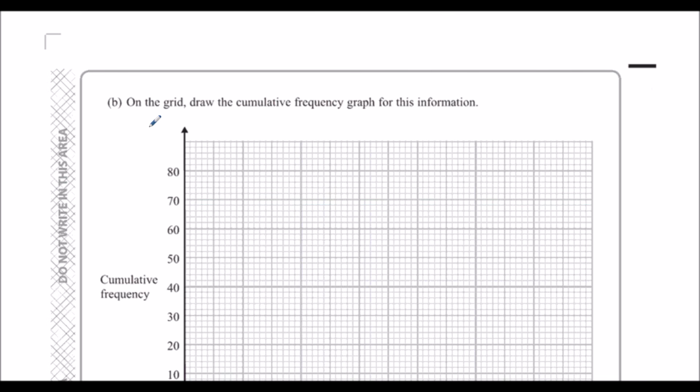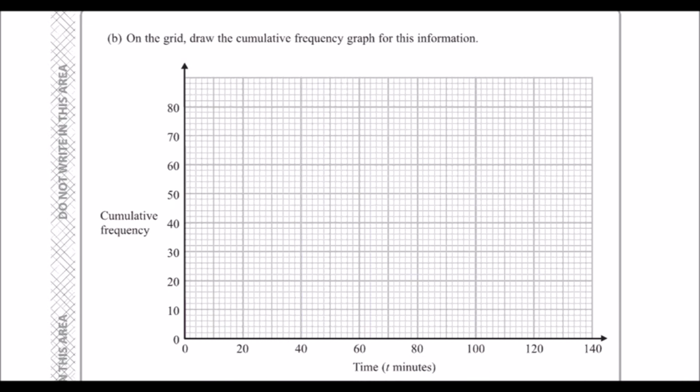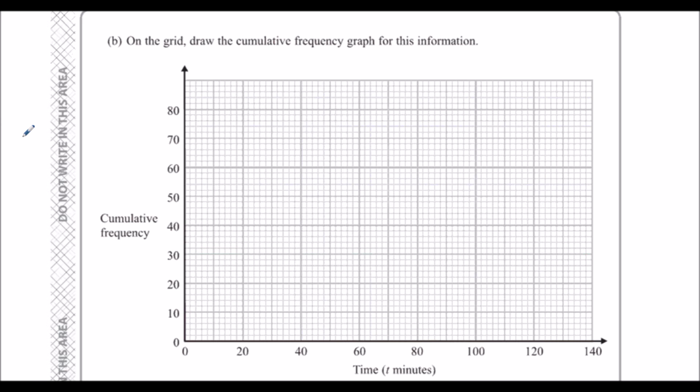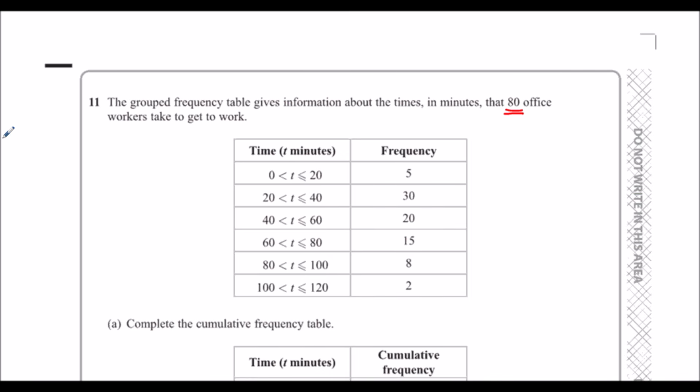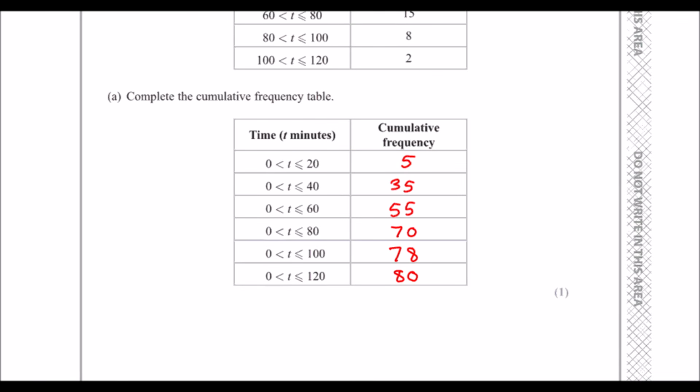So part B says draw the cumulative frequency graph. So in a cumulative frequency graph, we plot the top point. So we're going to be plotting 20, 5, 40, 35. So after 20 minutes, 5 people have arrived. So 25, 40, 35.